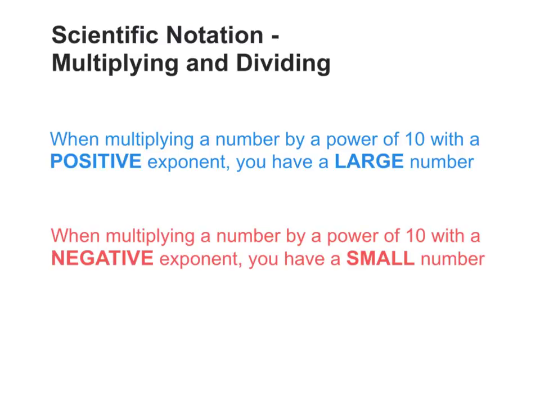Before we get going, just want to recall that when you multiply a number by a power of 10 that has a positive exponent, you're multiplying by a very big number and you'll have an overall very big number. When multiplying it by a power of 10 with a negative exponent, you are multiplying by a very small number, and so your overall number will be very small as well.